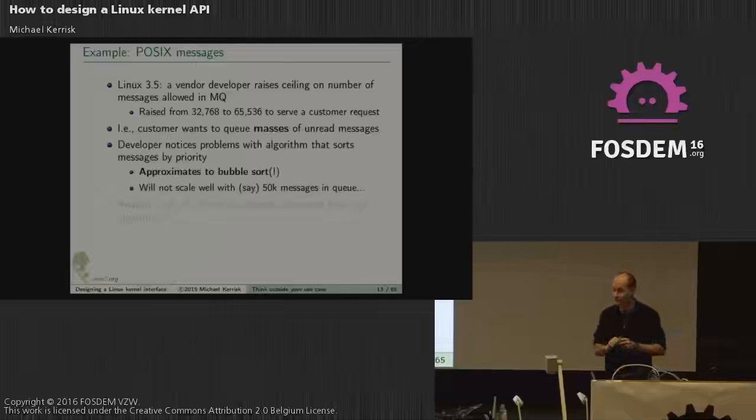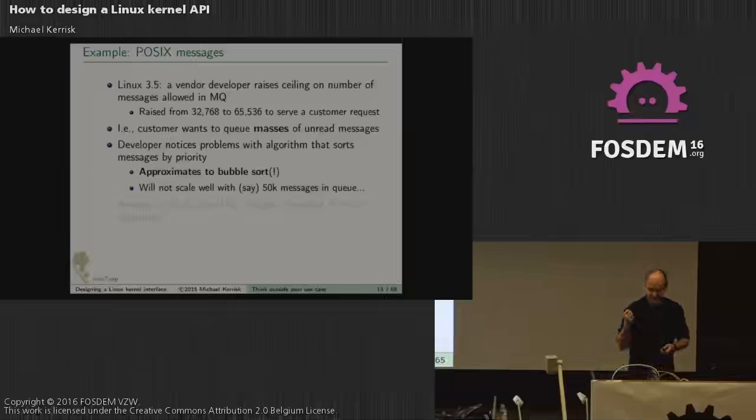he was investigating the kernel code that dealt with message queues. Remember, message queues have priorities. That implies messages have to be sorted. And he realized that the sorting algorithm inside the kernel amounted to a bubble sort. So he knew that pretty soon after he made these changes for his customer, he was going to get a bug report about how terribly POSIX message queues performed.